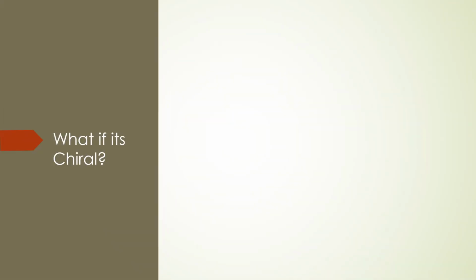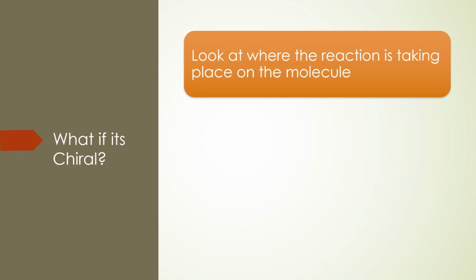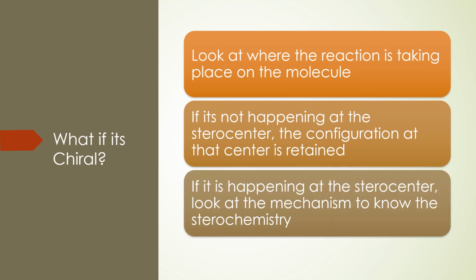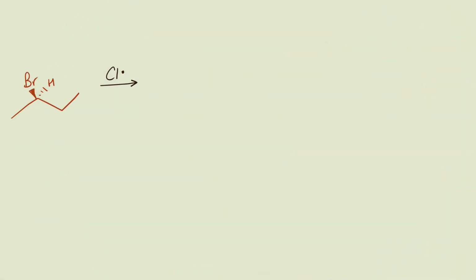If your starting product is chiral, you have to look at where the reaction is taking place. If it's not happening on the stereocenter, then the configuration at that center is retained. If it is happening at the stereocenter, you have to look at the mechanism in order to know how the stereochemistry will behave. In this example, chlorination will take place at a chiral center. The radical intermediate looks like this. This is a planar radical, so the Cl can attack from either the top or the bottom. This will give you a pair of enantiomers.